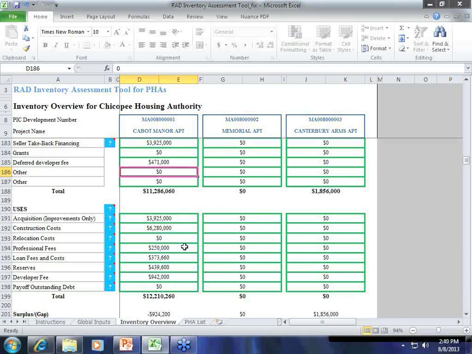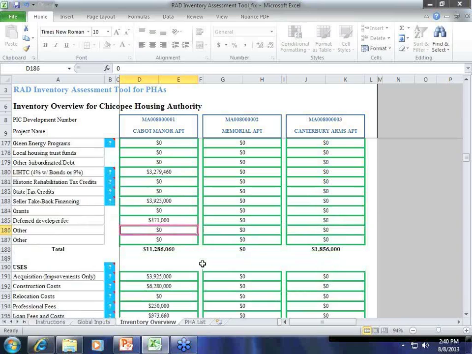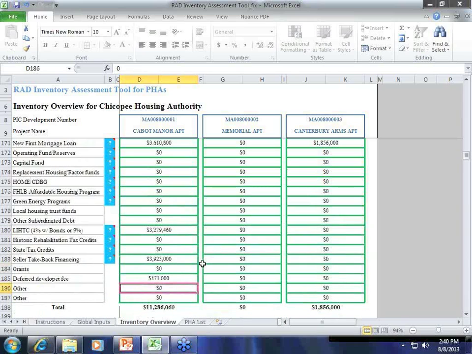So Will, how are we doing? We have about a $1 million gap. The total uses are 12.2 million, and the total sources are 11.2 million. Okay, so then what you know is that you have a gap, and there are some things that you might be able to do to help close that gap.